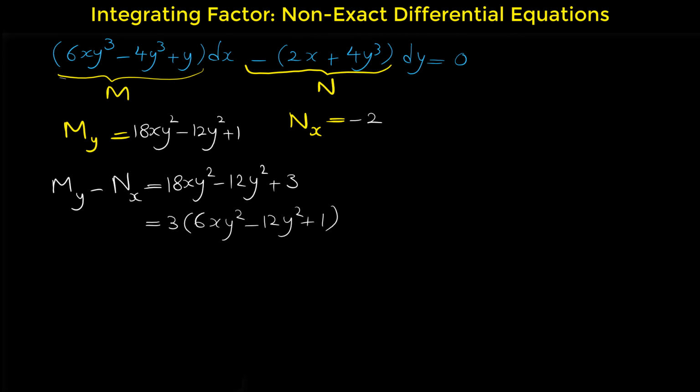In the previous example, when we divided m sub y minus n sub x by n, we got an expression in terms of x. But here, dividing this by n is not helpful, because this cannot be simplified with n. So here, for finding the integrating factor, we decide to divide this by negative n. Don't forget this negative. I know it's hard to remember, but this is how we can solve differential equations.